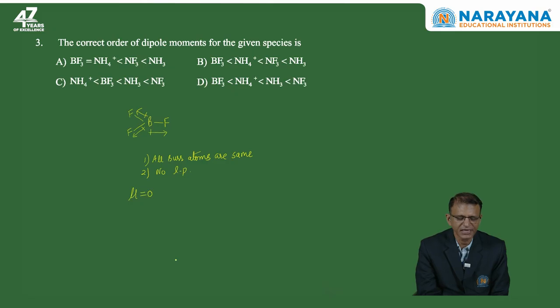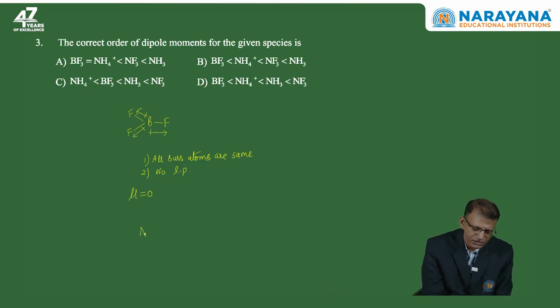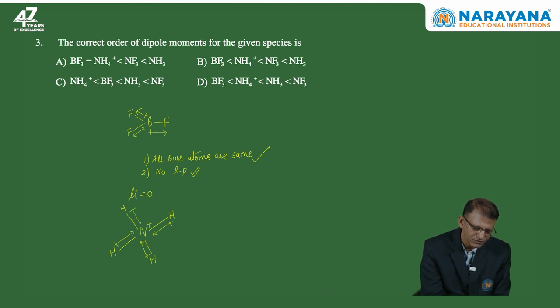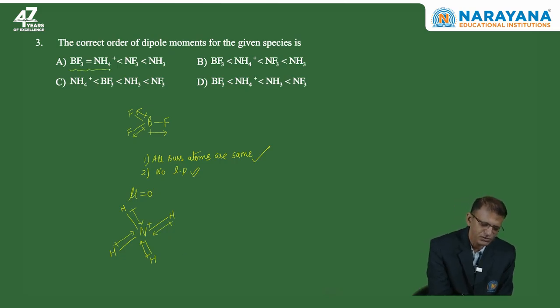The same concept I can apply for the second option, because this positive charge is there on the nitrogen atom and there are 4 hydrogen atoms attached to this nitrogen atom. So again, we see that all the surrounding atoms are the same, and this condition is satisfied. There is no lone pair on the central atom, right? So because of symmetry, we can say that all these dipole moments will cancel each other. So the dipole moment of NH4 plus is equal to the dipole moment of BF3, and that is equal to 0. So this is there in one option only.